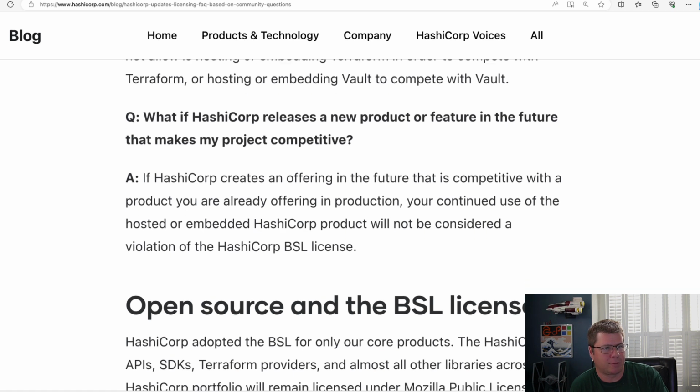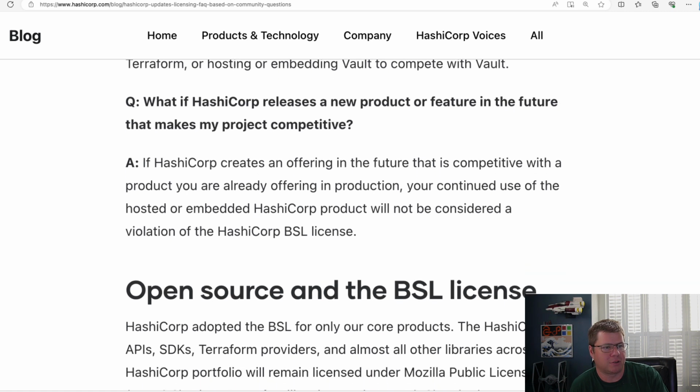What if HashiCorp releases a new product or feature in the future that makes my product competitive? If HashiCorp creates an offering in the future that is competitive with a product you are already offering in production, your continued use of the hosted or embedded HashiCorp product will not be considered a violation of the HashiCorp BSL license. Now, this is kind of a tricky one.